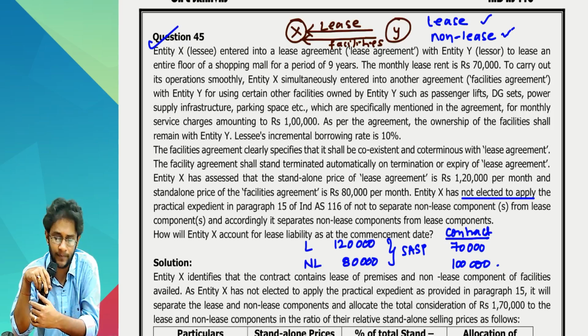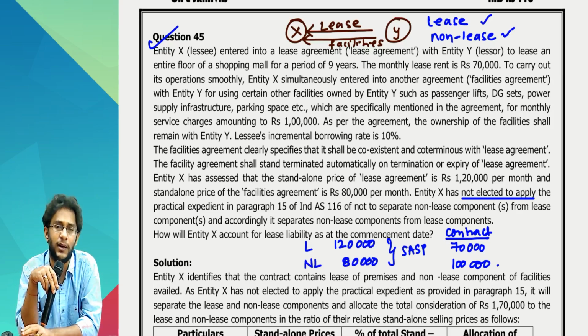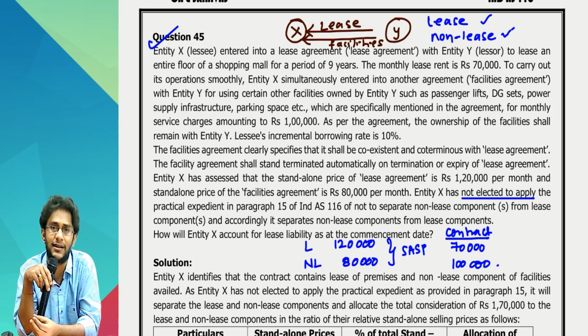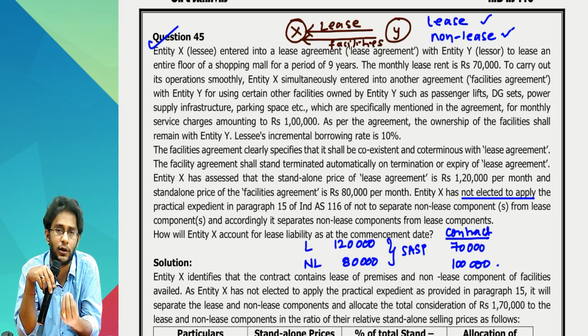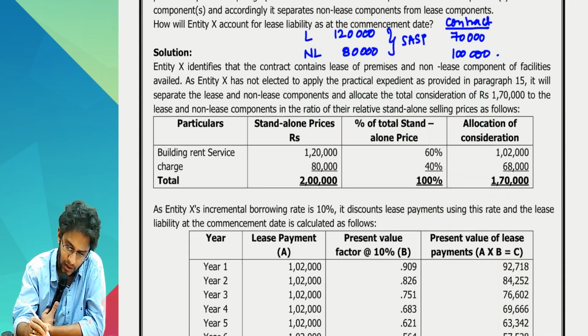So fine, what is there? Total 1,70,000 is the amount you are paying. If 1,70,000, first you split it in the ratio of 120:80 so that you will know the correct lease rent, or the correct amount which ideally you are paying towards lease rent. So when you split like that, it works out as 1,02,000 and 68,000.